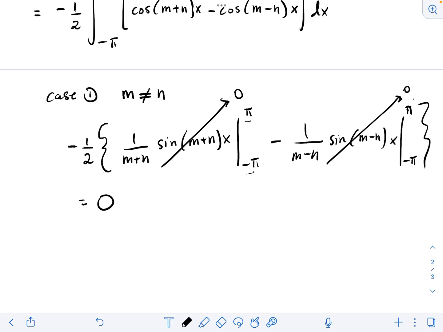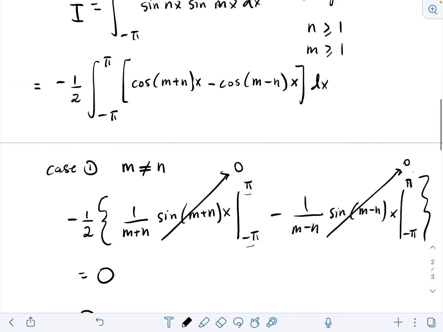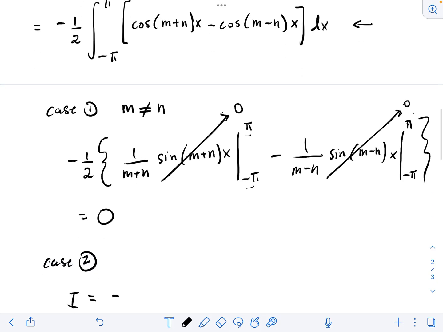Okay, so case 2 is I is going to be equal to, maybe what we'll do is we'll go back to this expression and we'll just say, well, what if we said m was equal to n? Well, we would have a minus 1/2 the integral from minus pi to pi of cos 2nx minus, and so now we have m is equal to n, so m minus n is 0, but cos of 0 is just 1, so we have a minus 1.